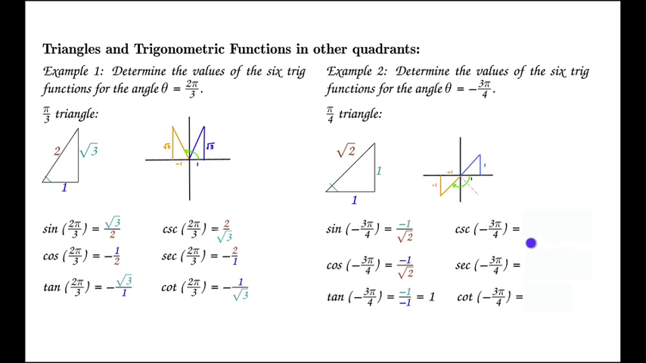Cosecant is root 2 over minus 1, so we get a minus root 2. Secant is the same, root 2 over minus 1. And cotangent will also be a positive 1, just as the tangent is positive 1.